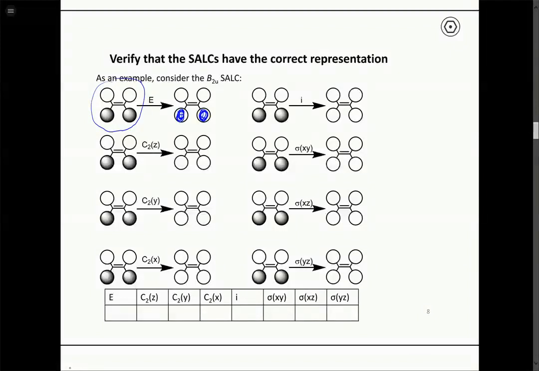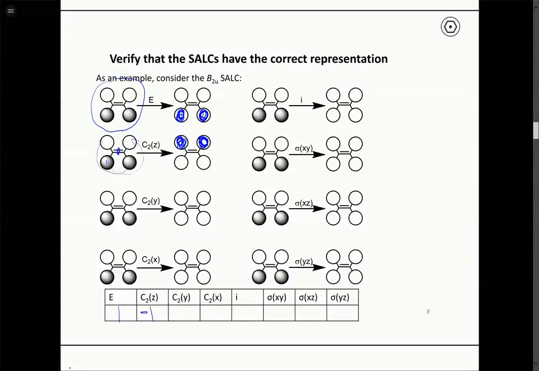For C2 along Z, so that's the perpendicular C2, that's going to rotate everything, and it's going to change the sign. So this black or colored phase is going to rotate up to here and up to here, so you're going to get those up there. That's the negative of what we started with, so we can start marking these into the character table. So for the E operation, the character will be +1 because the orbital is unchanged. For C2Z rotation, we're going to change the sign of the orbital. Everything that was colored becomes white, everything that was white becomes colored. That means we're changing the sign of the orbital, or the SALC in this case. And so we get a -1 character there.